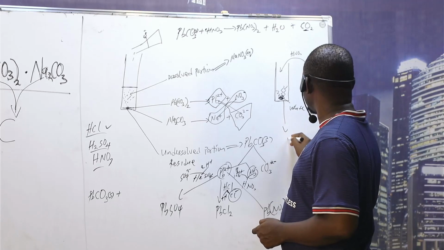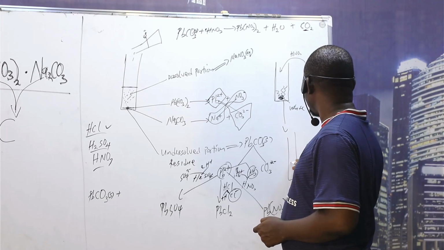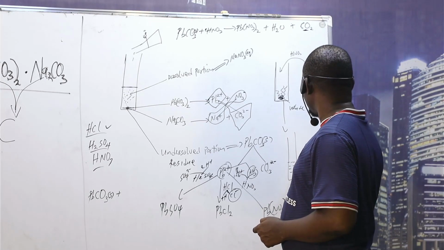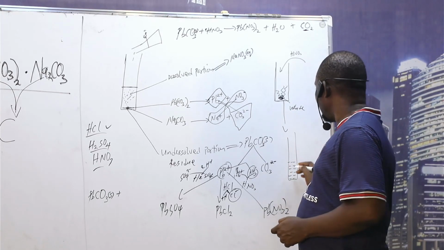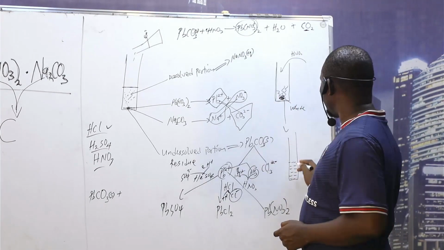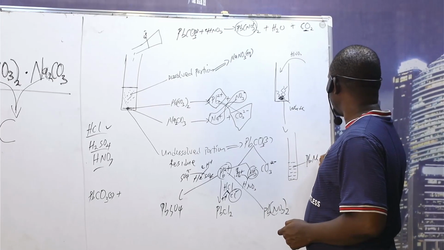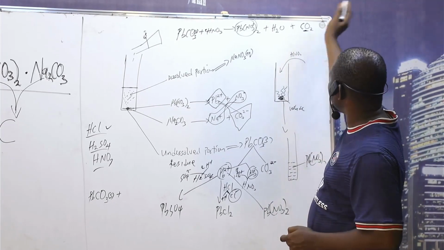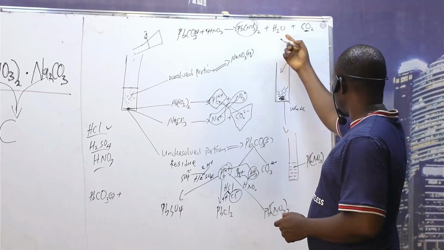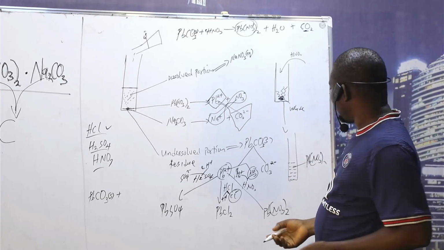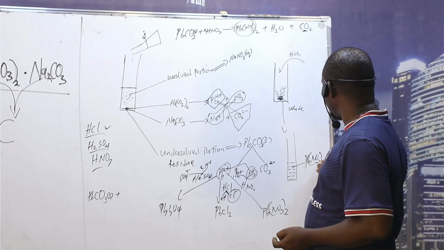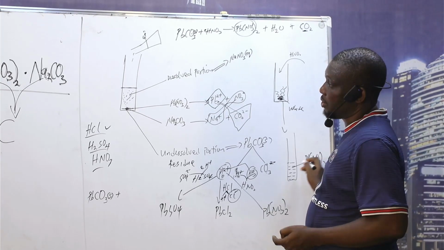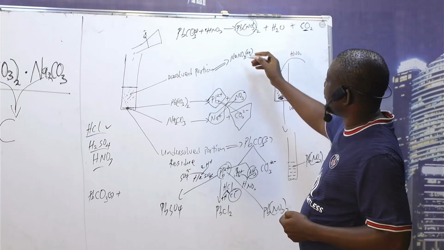The next thing you now see is a clear solution. That means all of this has dissolved. That clear solution is lead nitrate, Pb(NO3)2. Then the gas is gone, and what remains of it may be negligible. Since we cannot actually test for the nitrate here, we're going to test for it in our filtrate.